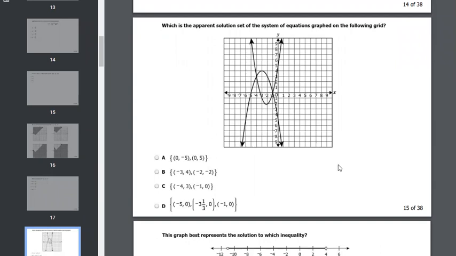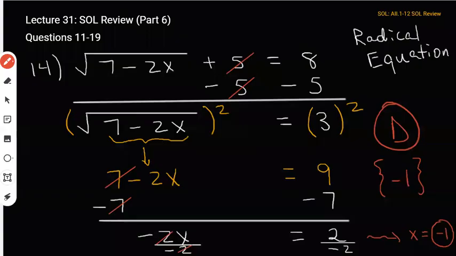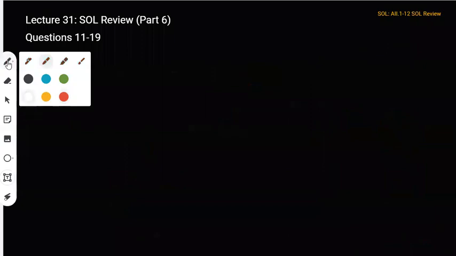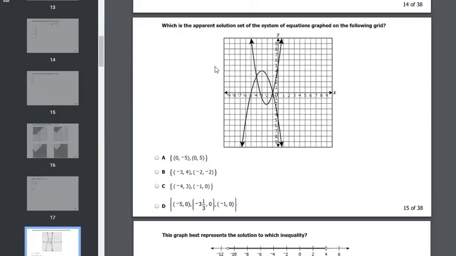All right, let's look at 15. So for 15, it asks, which is the apparent solution set for the system of equations? So we have a graph right here, a graph right here. The solutions are going to be where the two graphs, what? Where they cross or intersect, right? So let's look at the 2 points where they cross.